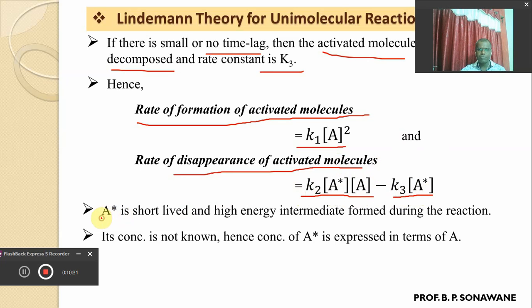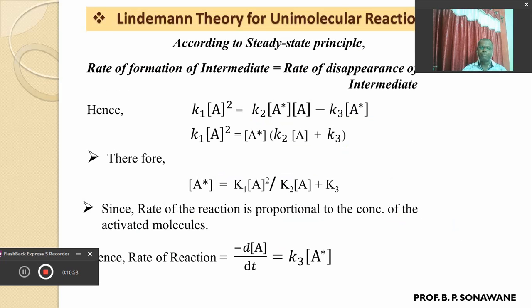This A star, which is the intermediate activated molecule, is very short lived, and it is a high energy intermediate, so it's very unstable, which is formed during the reaction. So its exact concentration is not known, and hence the concentration of A star can be expressed in terms of concentration of reactant A, because the concentration of this activated molecule A star is very important to define the rate of reaction.